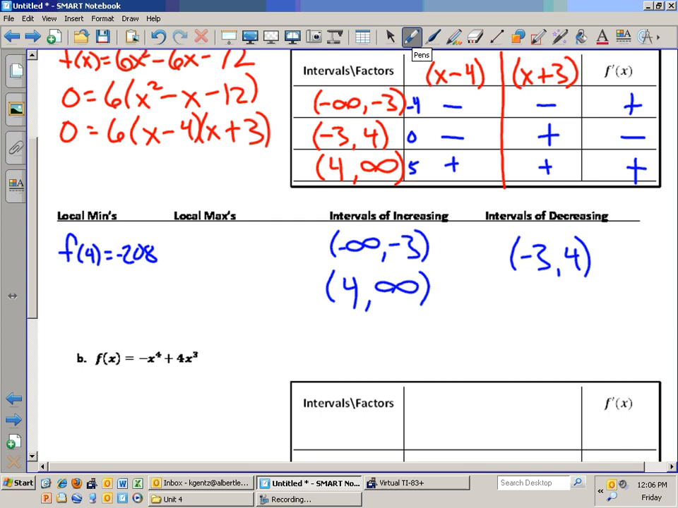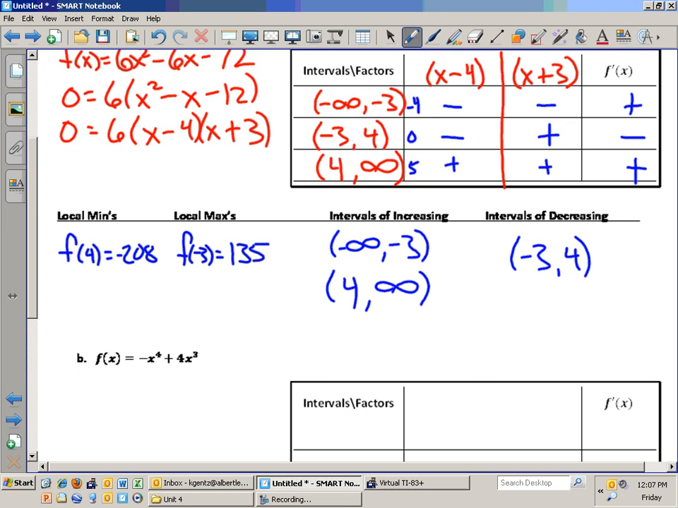The local maximum will occur where the derivative goes from positive to negative. The derivative goes from positive to negative at the spot negative 3. So f of negative 3 is equal to 135. So we found a local min, we found a local max, we found the areas on which it's increasing and decreasing. This would give you a very good sketch of the graph.